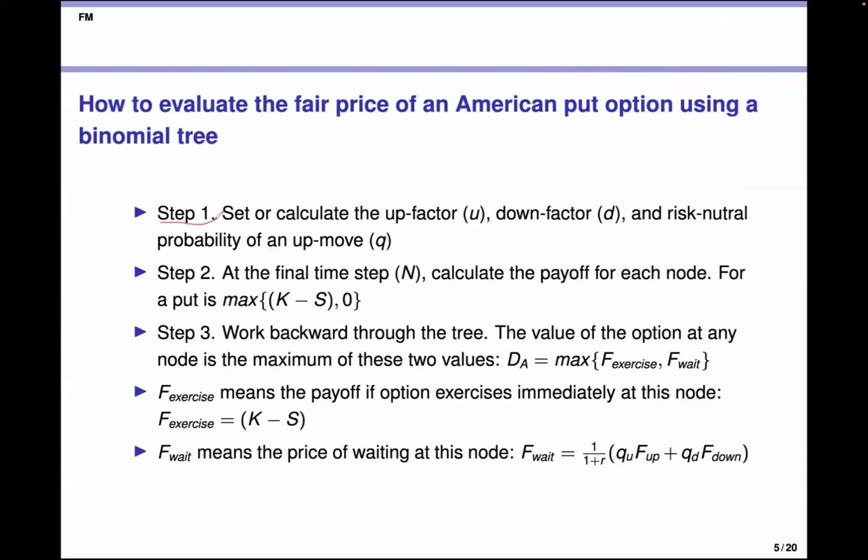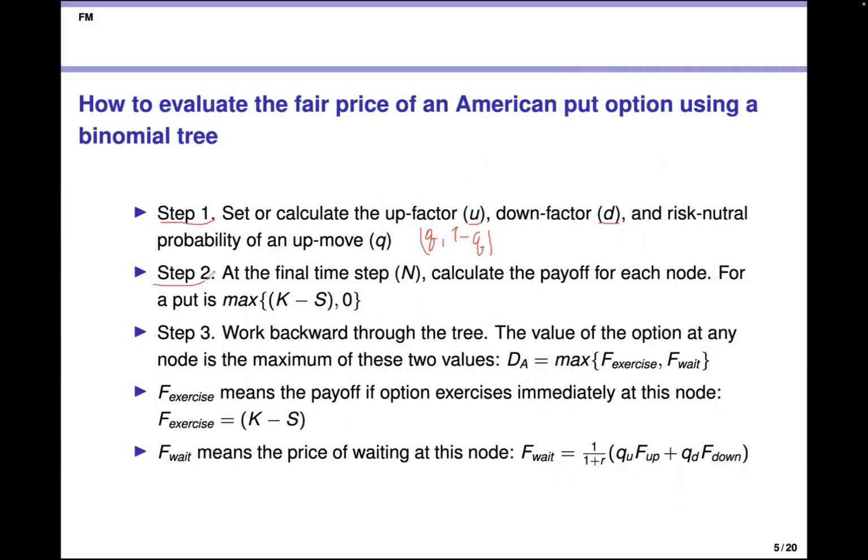So step one: set or calculate the up factor. Now we can set the risk neutral probability. It is QU or Q, and 1 minus Q. So it's like the risk neutral measure, Q and 1 minus Q, where Q means Q up.